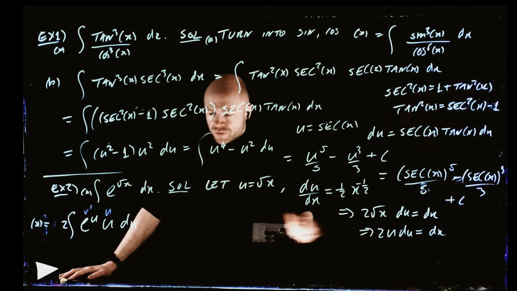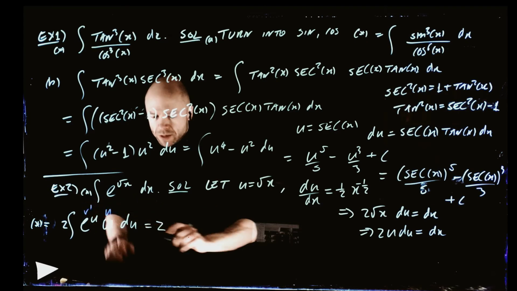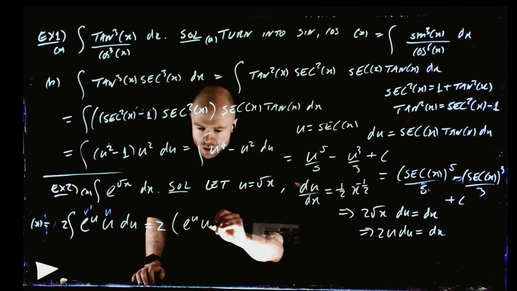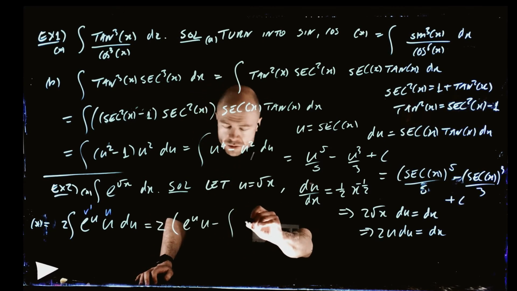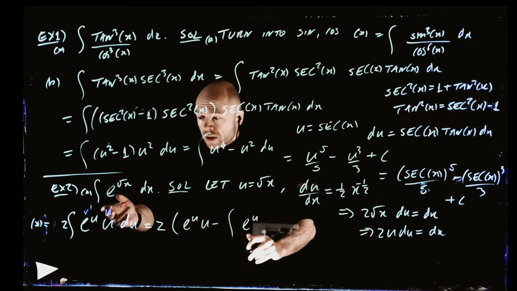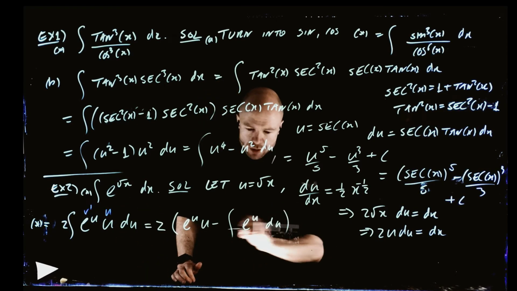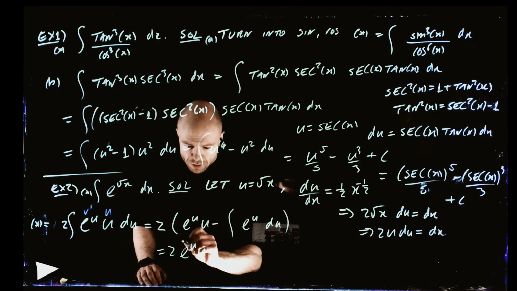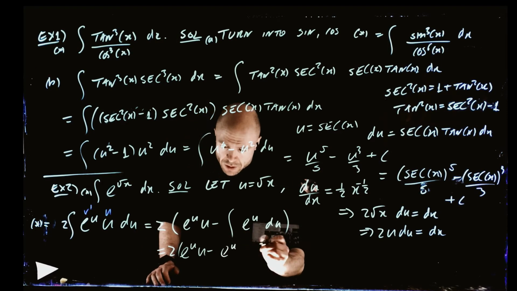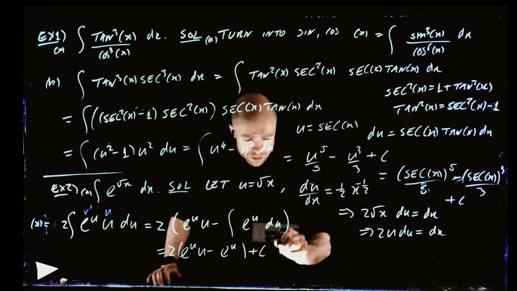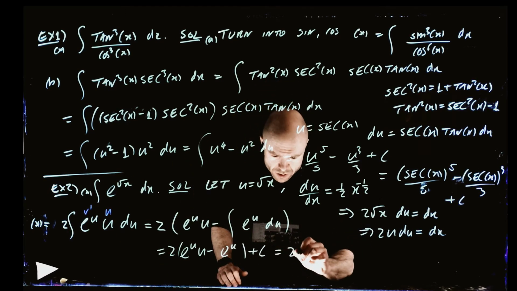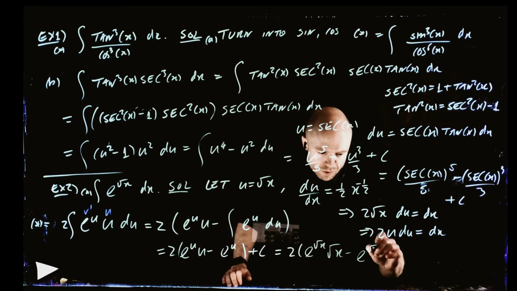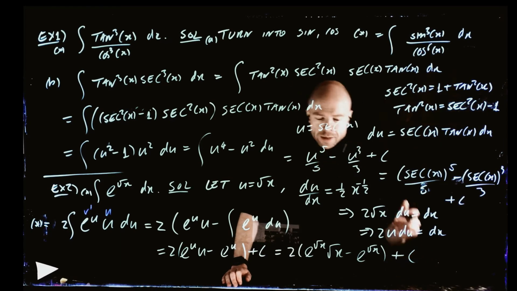Yeah? Cool. So I'm going to replace this thing here by vu, so it is e to the u minus the integral of e to the u, which is v, and then u prime is just 1 du. This thing gets replaced like this, and then this thing is just 2 e to the u minus e to the u, and then plus a constant c, and then let's put things back in terms of x. So we have 2 e to the square root of x minus e to the square root of x plus constant c, and there we go.